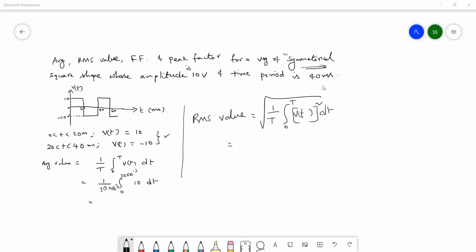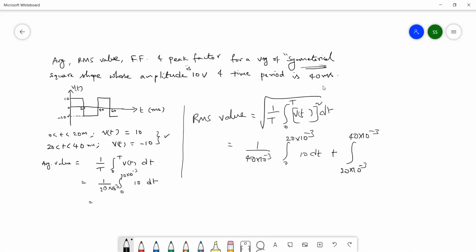So what is the value of t now here? 1 by 40. Very good. 1 by 40 into 10 to the power of minus 3, integral 0 to... So here, shall I split it as 20 into 10 to the power of minus 3, your v of t value for that interval plus 10 dt, plus 20 into 10 power minus 3 to 40 into 10 power minus 3.